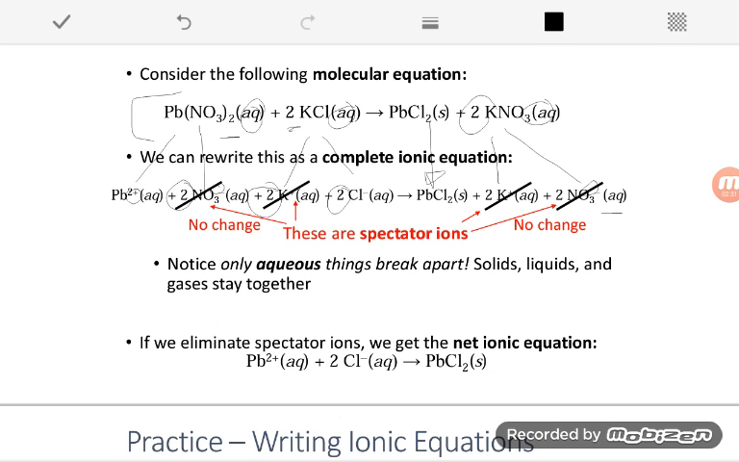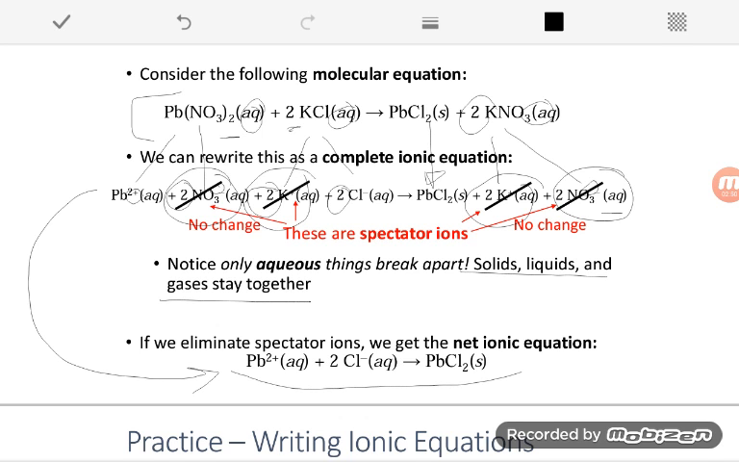After we break all of the aqueous pieces apart, so notice solids, liquids, and gases always stay together, we can look and notice that certain pieces don't change. They just move from left to right. These are called spectator ions, and if we eliminate them and simply write what's left, we see what actually took place. This is the net ionic equation. In this big equation up here, the only thing that actually happened was that lead ions and chloride ions got together to form lead chloride.